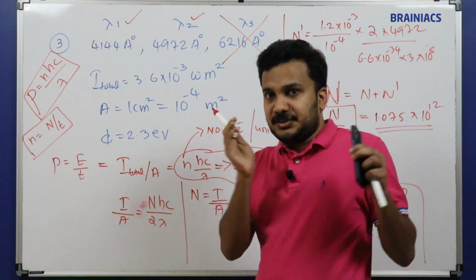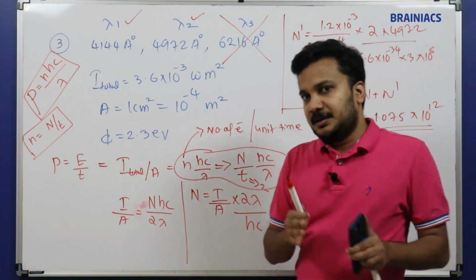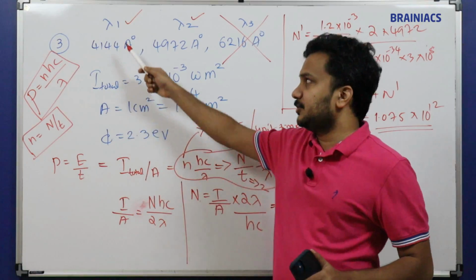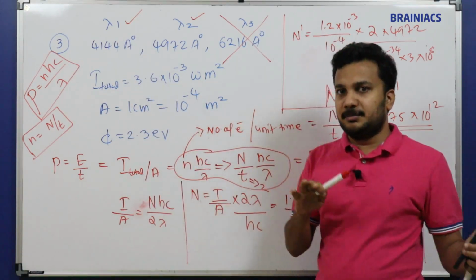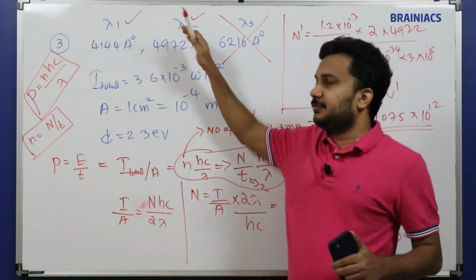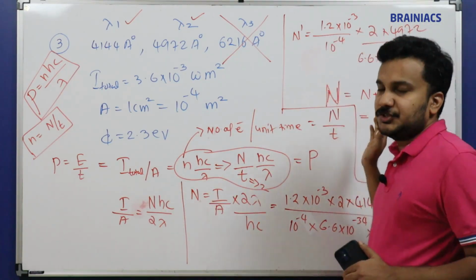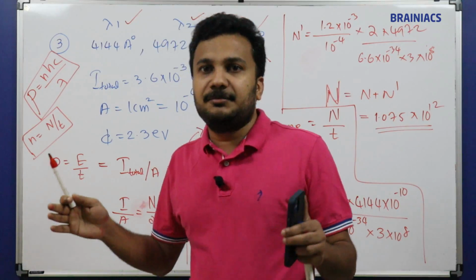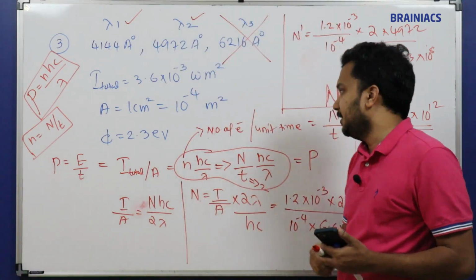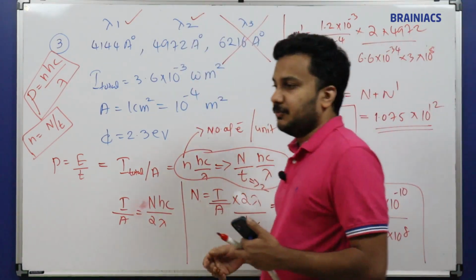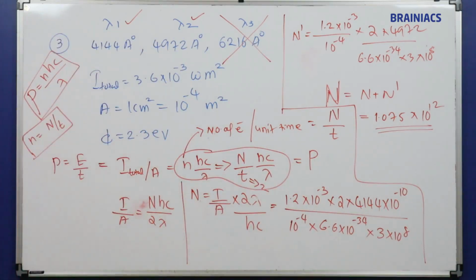First we understood that is one part of the concept. In the second stage, because of lambda 1 we calculated how many electrons are emitted, and because of lambda 2 we calculated how many electrons are emitted. So these two values are calculated and we are adding them, and this is for 2 seconds. If it is 1 second, you have to give the value for 1 second as the answer for this one. Okay.